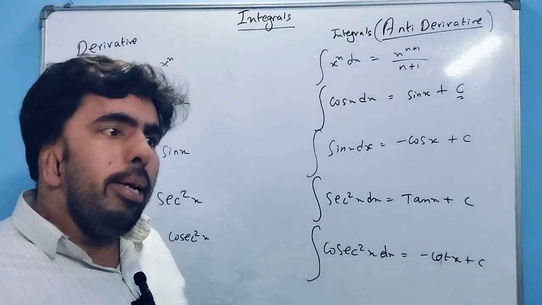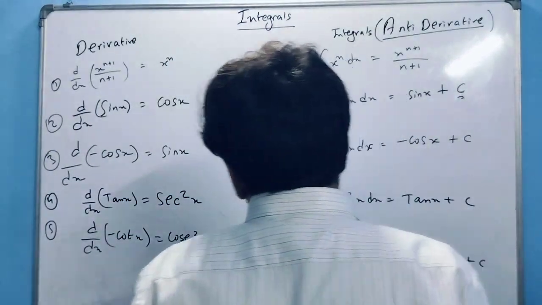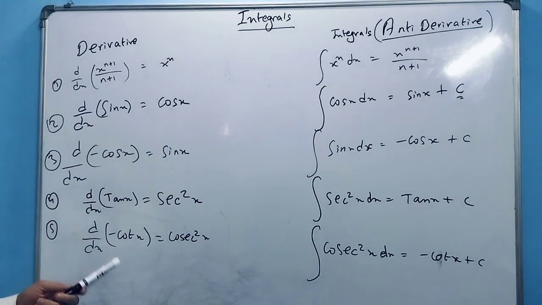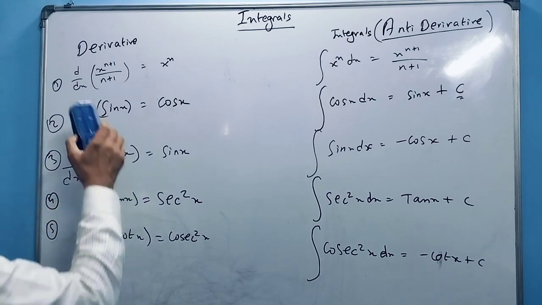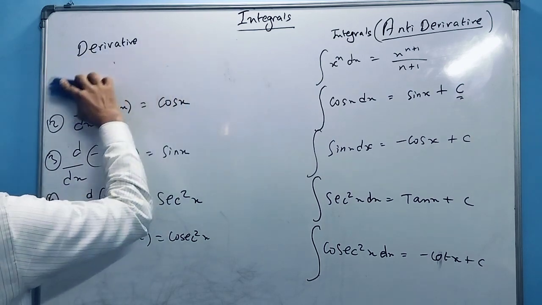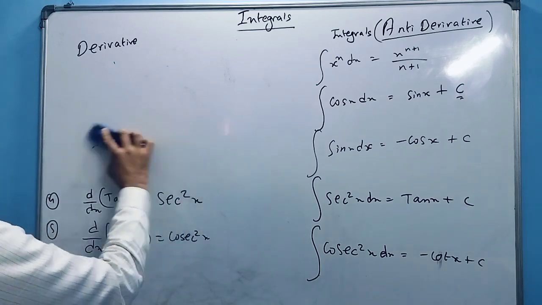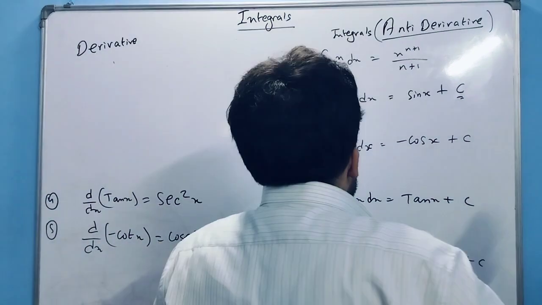Now we'll move to the next one, the 6th one here. The 6th one will be tan x minus cot x. Now next I will discuss sec x. So here I will try. Now the sec x.